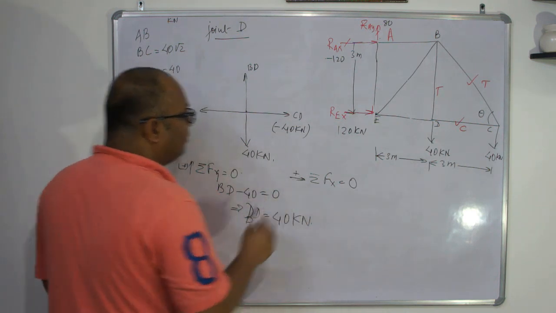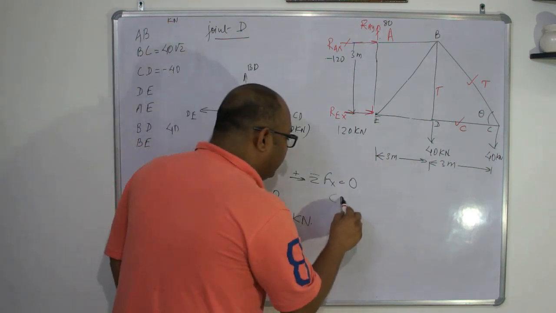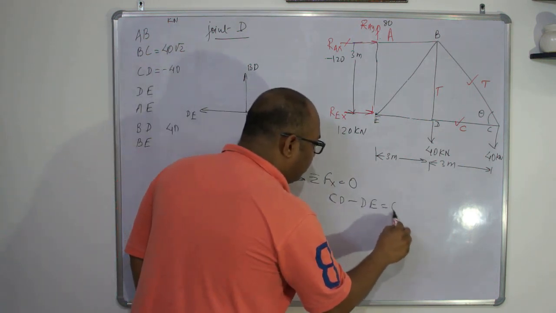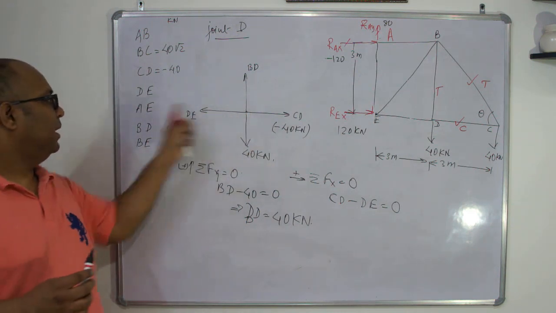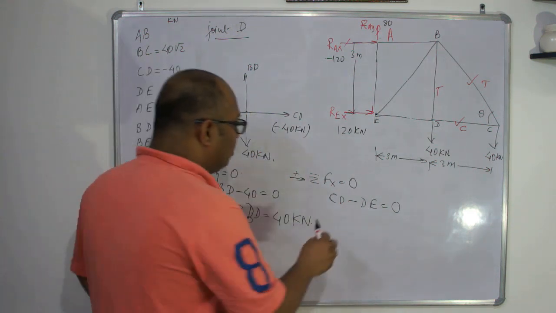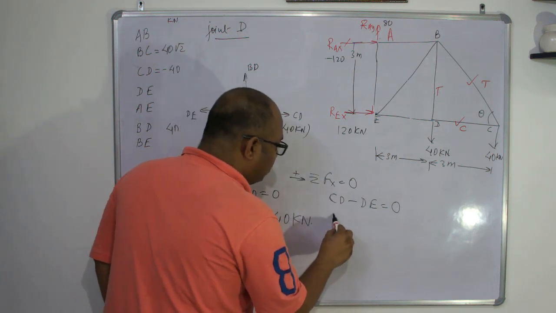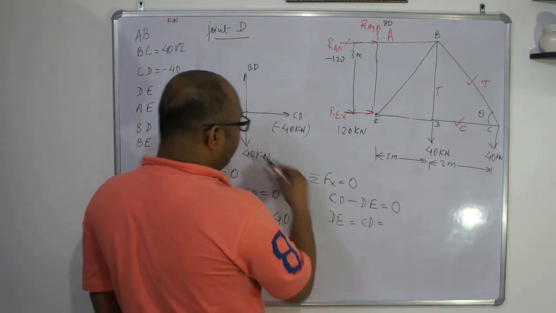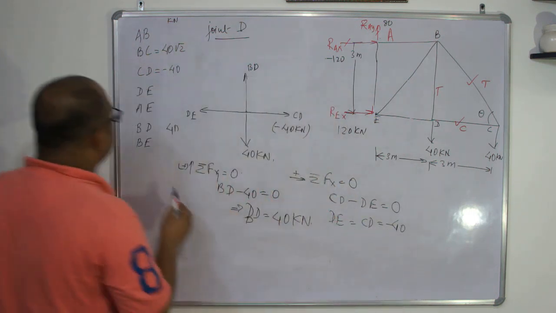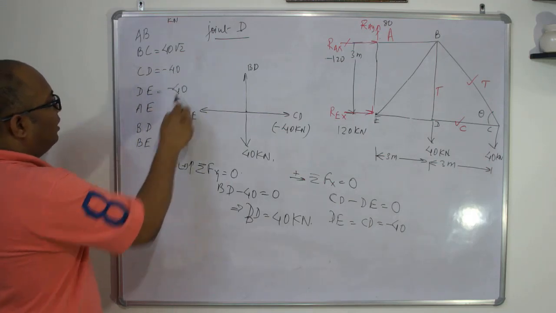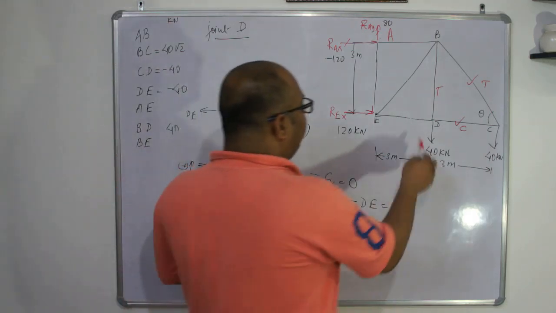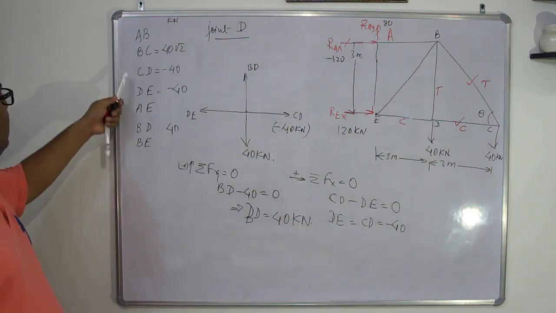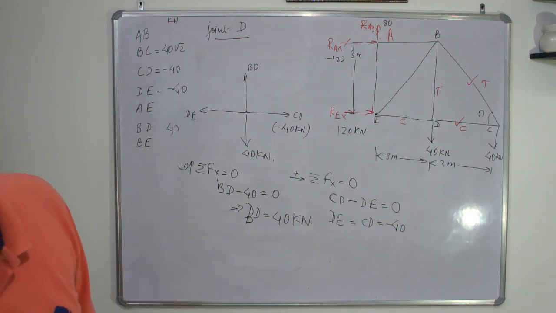Assuming right side as positive, our equation will be CD minus DE equals 0. If you substitute the value for CD, we know that DE will be equal to CD, and CD is equal to minus 40. So DE also becomes minus 40. So what does this mean? That member DE will also be in compression.